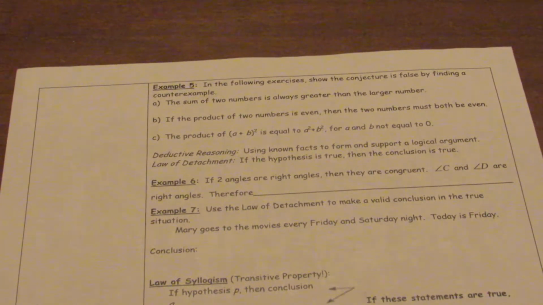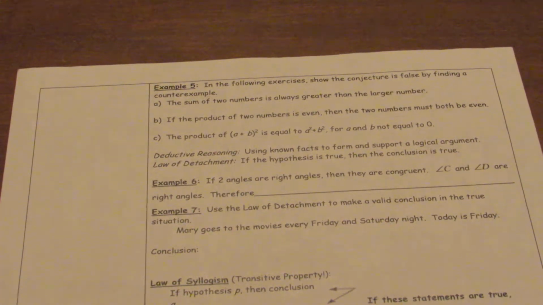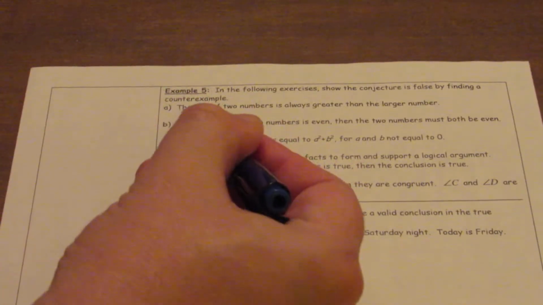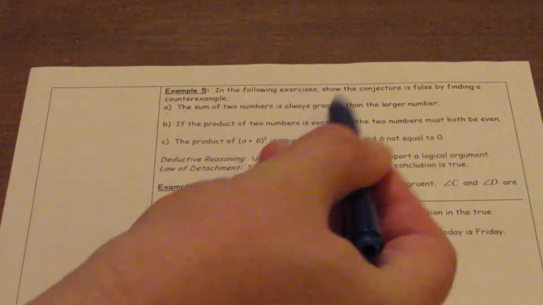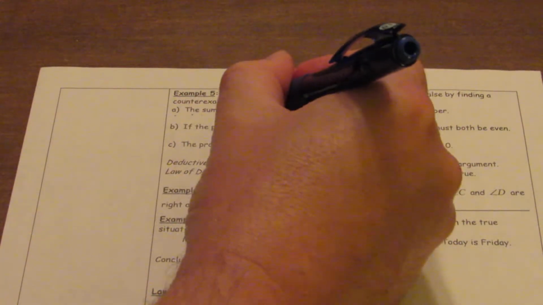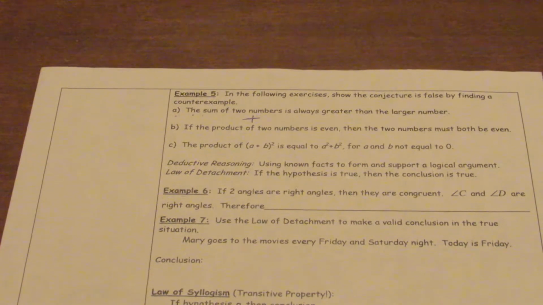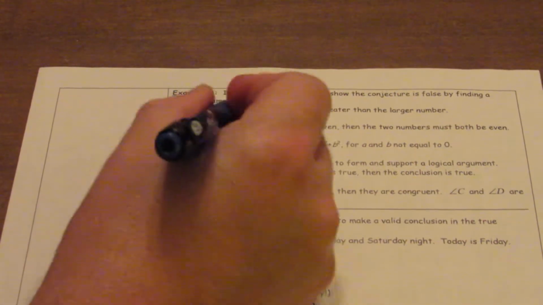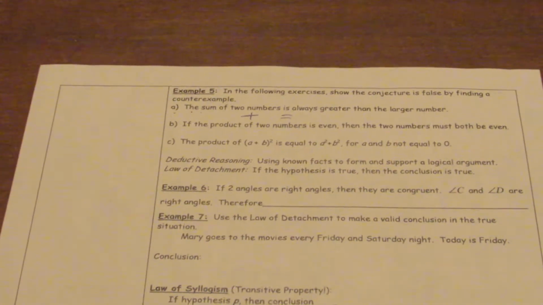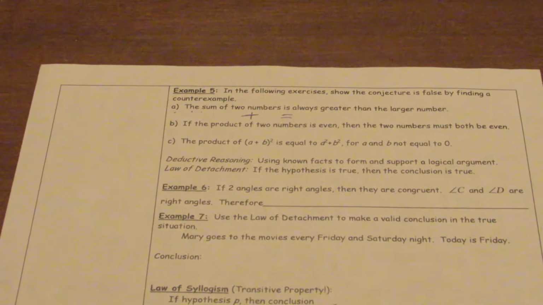So then example 5 says in the following exercise, show the conjecture is false by finding a counterexample. A says the sum of two numbers is always greater than the larger number. So I want to add two things here, because it says the sum. To show it's greater, I have to be adding. But when I add these, I want the number to be smaller than the larger number.